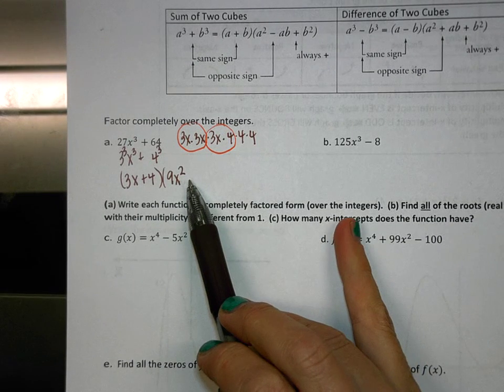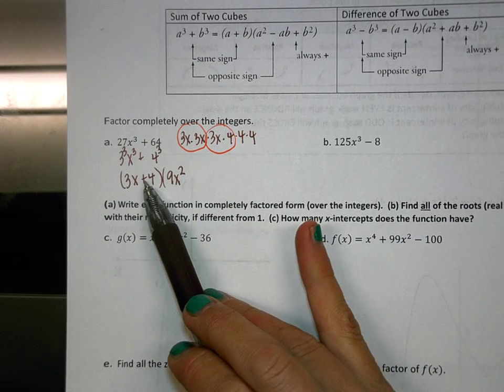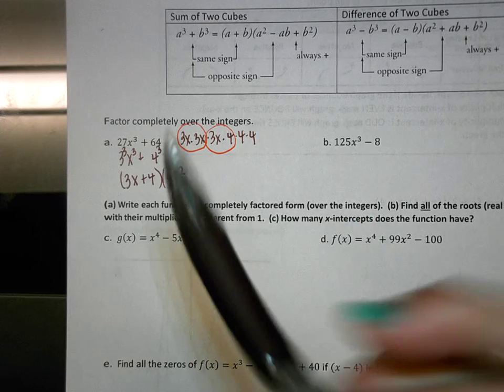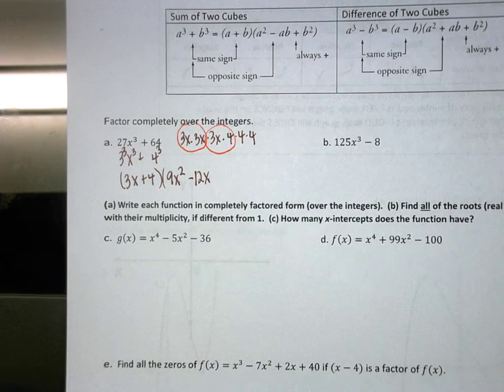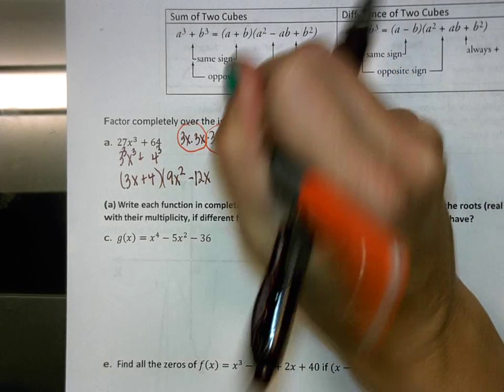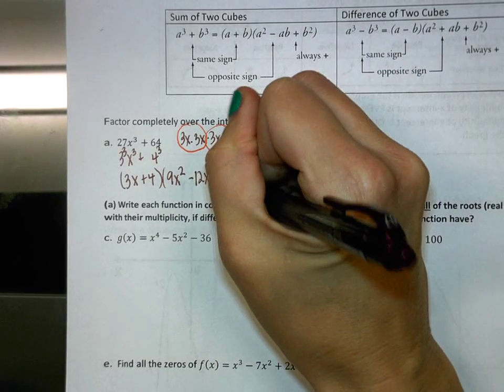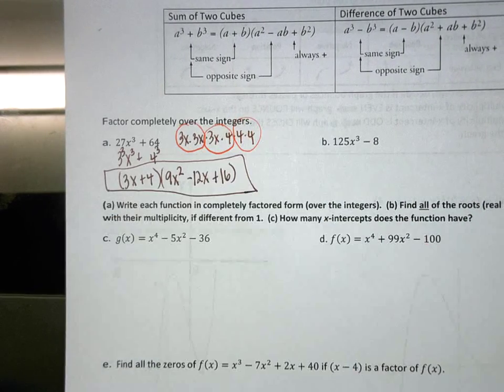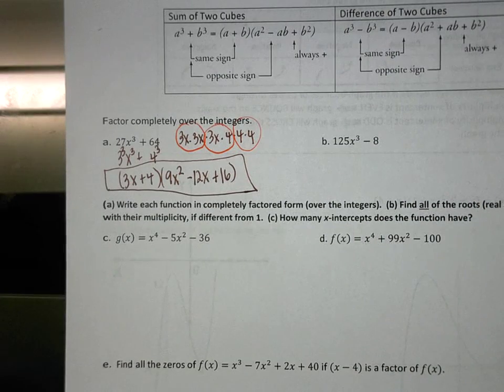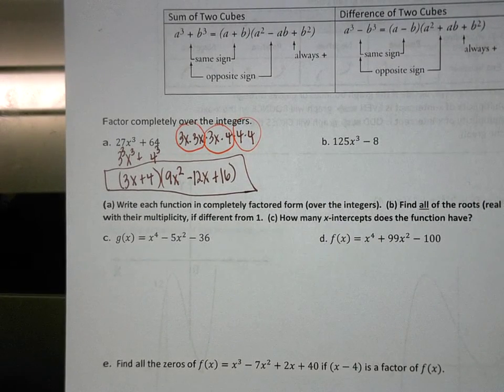But remember, we always have to do the opposite sign. So if this was plus, then here this is going to be minus. Good. And it's always going to be that way where it's the opposite sign. And then the last term is 4 times 4, which is 16. Okay? And so when you look at your answer, there's only one minus sign.